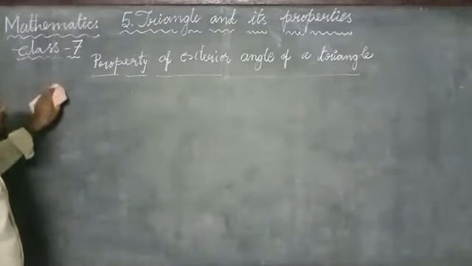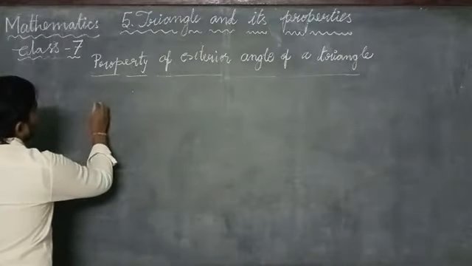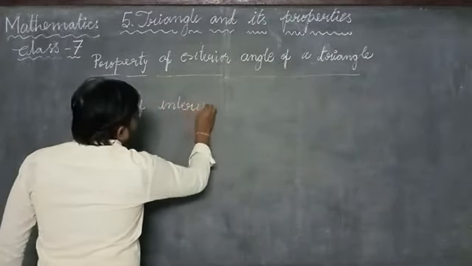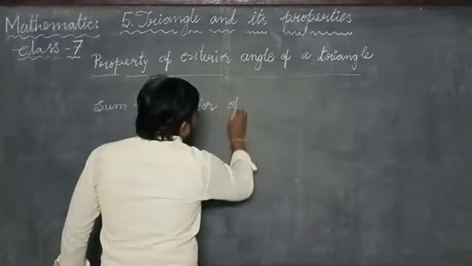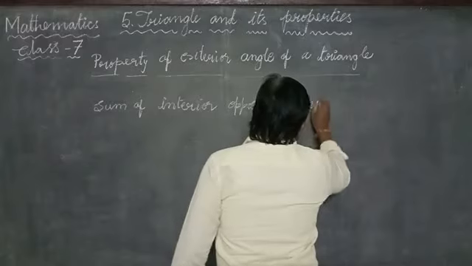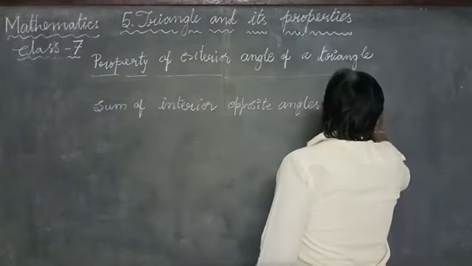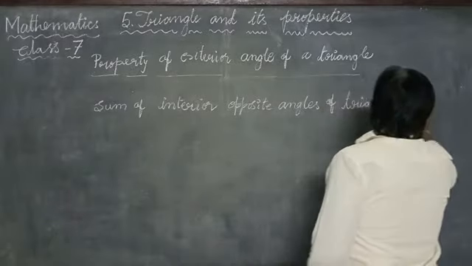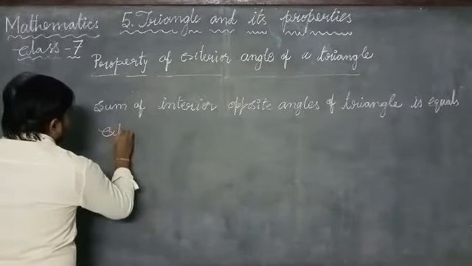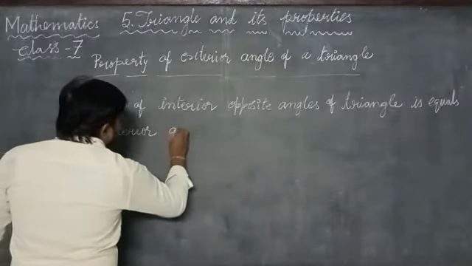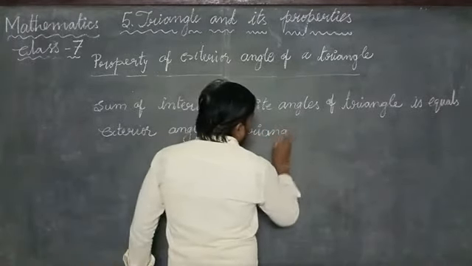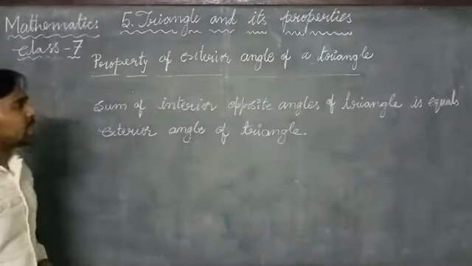The property of exterior angle of a triangle is: the sum of interior opposite angles of a triangle is equal to the exterior angle of the triangle. Okay, this is the property of exterior angle of a triangle.